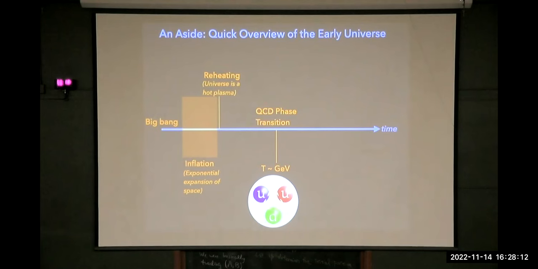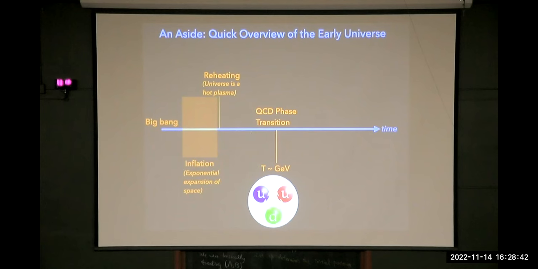So I'm about to start talking a little bit about cosmology and energy scales. Let me take a moment to step back and review very briefly the early universe. So what happened in the early universe? We had the Big Bang. We went through a period of inflation, which is a period of exponential expansion of space. Then that ended and the universe became a hot plasma, which then just cooled down as the universe expanded.